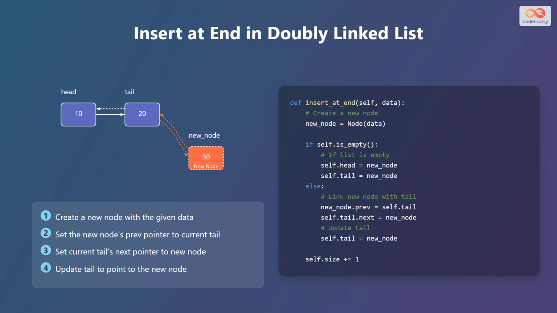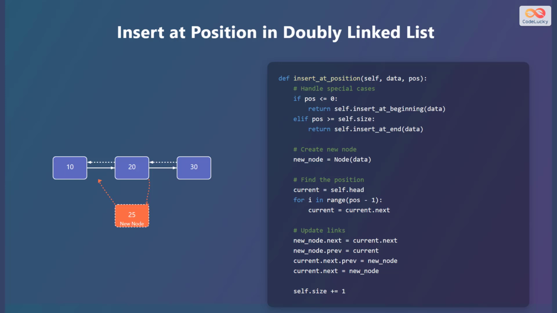Here's the code to insert at the end. First, create a new node with the given data. If the list is empty, set both head and tail to the new node. Otherwise, link the new node with the current tail, update the current tail's next pointer to the new node, and update the tail to the new node. Finally, increment the size of the list.